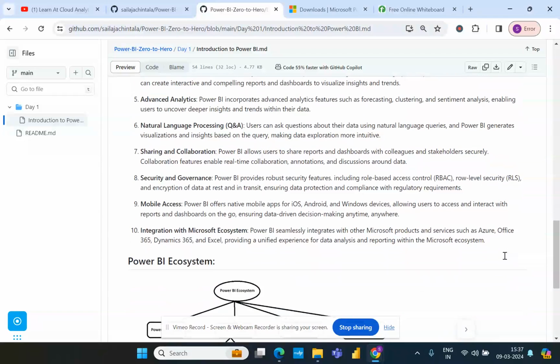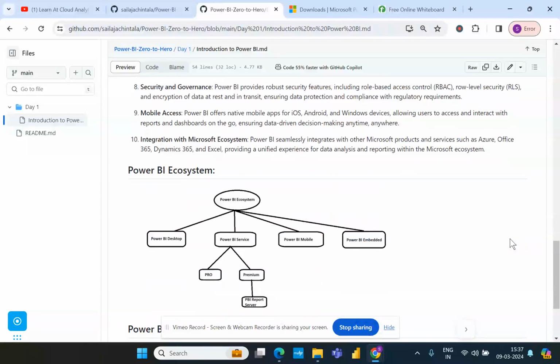And then we also have the integration with the Microsoft ecosystem. Like I already mentioned, since it's from the Microsoft vendor, you have that ease of connecting to all the Microsoft suite of products and services seamlessly. It is integrated so efficiently and easily that you can just bring in data from any of the other products of the Microsoft family. So these are some key features of Power BI, and with that said, let's go to the next topic, which is the Power BI ecosystem.